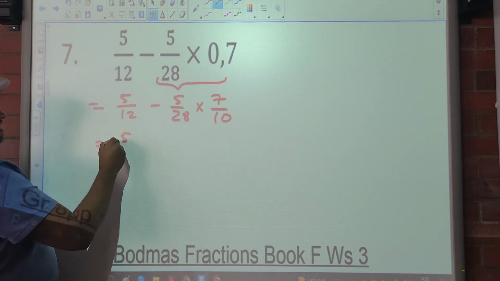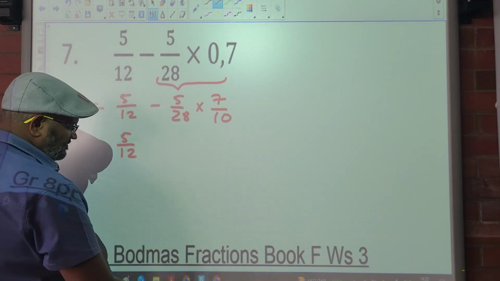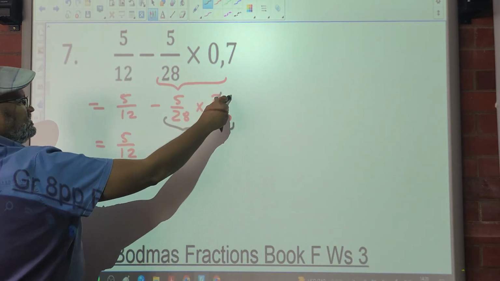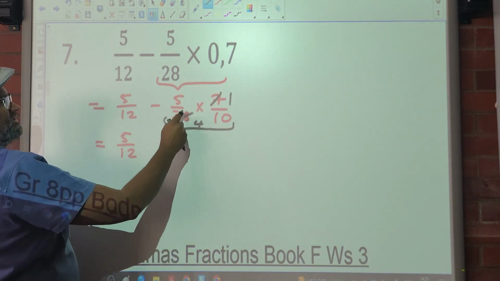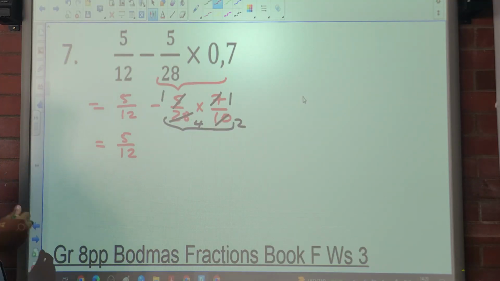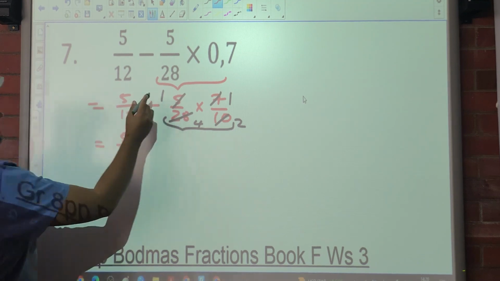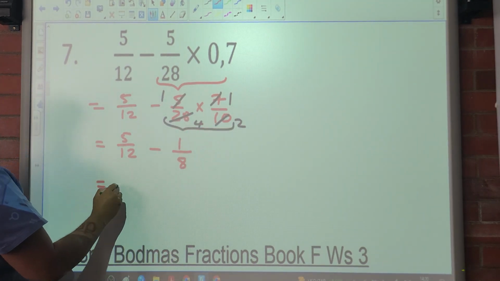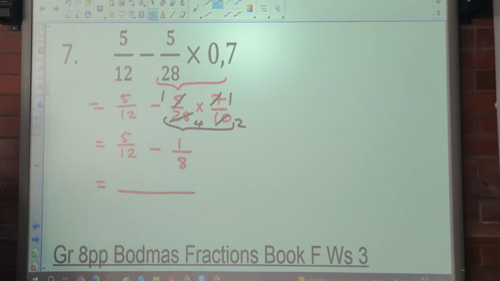So you've got 5 over 12. Multiplication must be done first, not so. So anything can cancel here? Yes. 7 going into 7 once, so you're going to do 28 into 4 times. 5 going into 5 once, 5 going into 10 twice. Is there anything else that can cancel? No. 1 times 1 is 1. 4 times 2 is? What's your LCM here? 12.